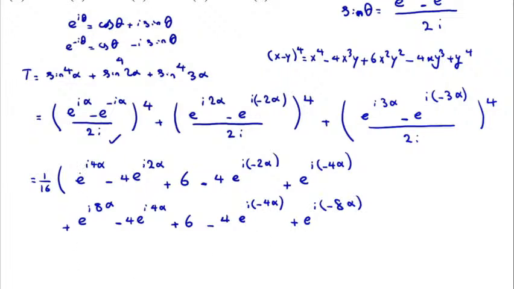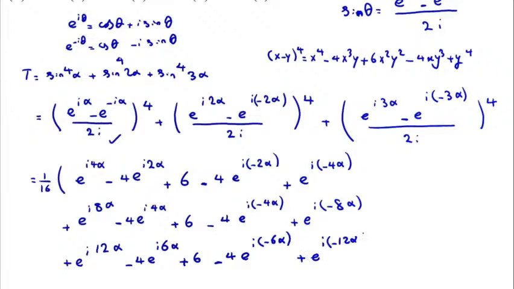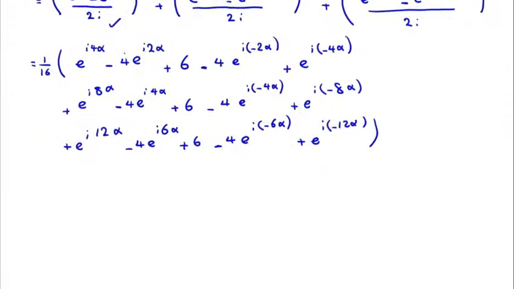Now the last one, you should multiply this by 3 because α changed to 3α. Now plus e^(i12α) minus 4 e^(i6α) plus 6 minus 4 e^(i(-6α)) plus e^(i(-12α)). Now we want to simplify this. So let's see. We have 6 here, 6 here, 6 here, 18.